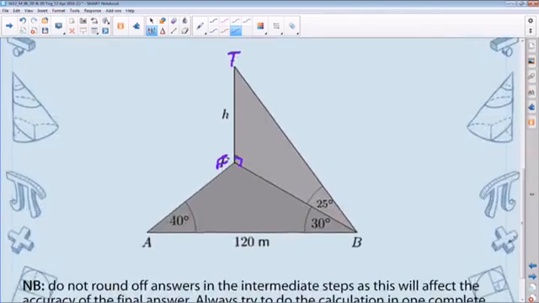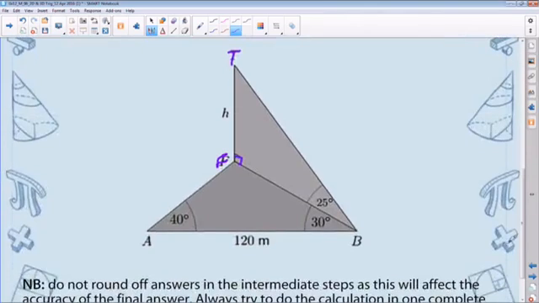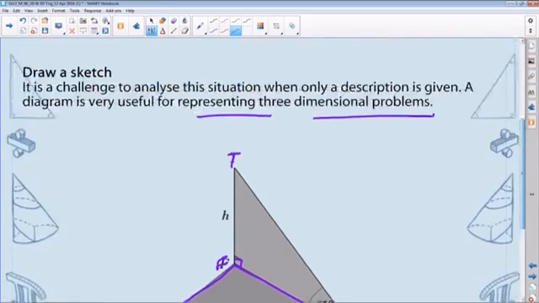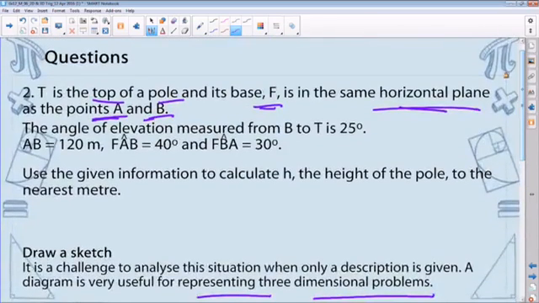So we've got the points A and B, and I'm not sure if you can see it clearly on your screens, but it definitely is in two different shades on my drawing. So I can see that FAB is in a different plane. It's in the horizontal plane, and TFB is your vertical plane. Okay, so hopefully you can see that quite clearly. So we've marked out that A and B and F are in the same horizontal plane. Okay. They also tell you the angle of elevation measured from B to T is 25 degrees.